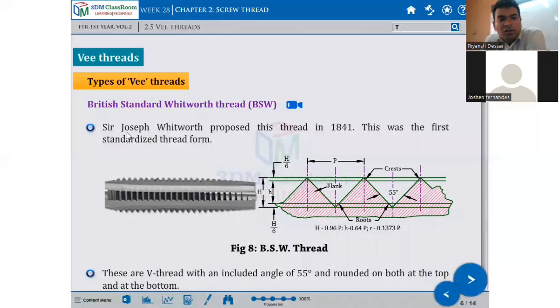Sir Joseph Whitworth is the person. Based on his name, the thread is given its name. Sir Joseph Whitworth proposed this thread in 1841. In the year 1841, this was the first standardized thread form.